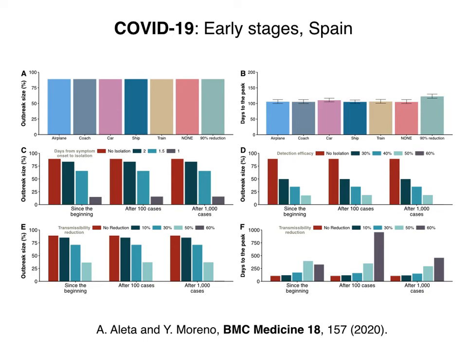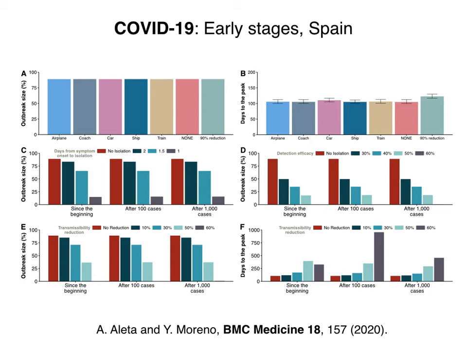As you will see in panel A, the red bar corresponds to the baseline scenario when you do nothing. And then if you have a 90% reduction in mobility, in terms of the outbreak size you see that it's almost the same. So there is almost no variation. That means that reducing the mobility, even by 90%, is completely useless if you want to stop the spreading of the disease in your country. Even if you turn off different transportation modes, the effect is almost the same.